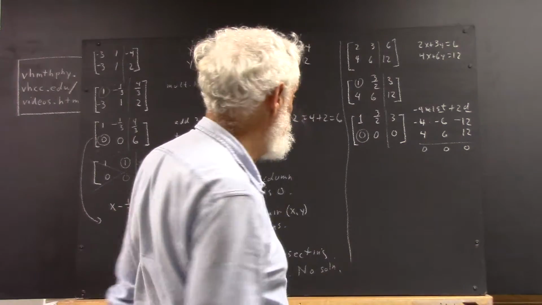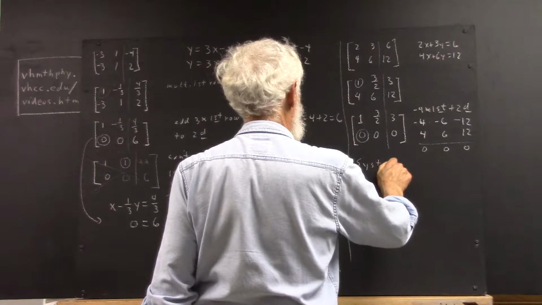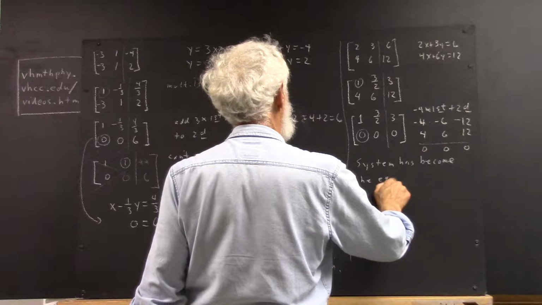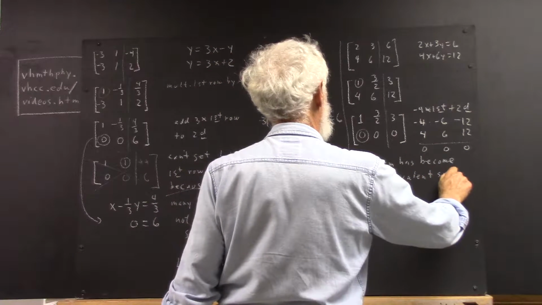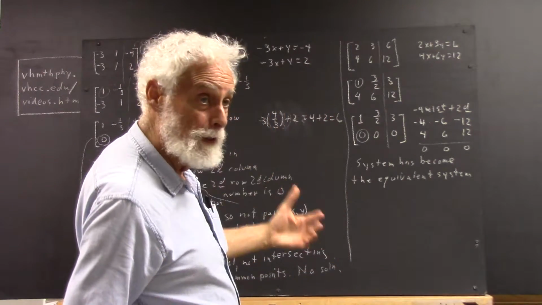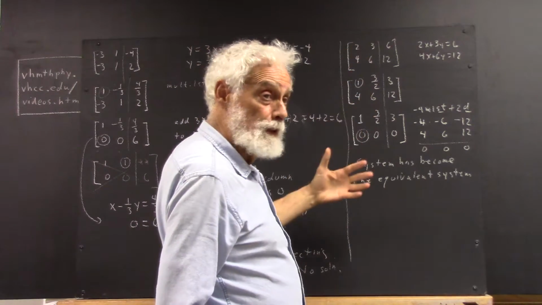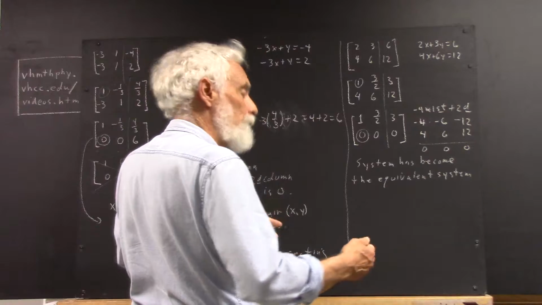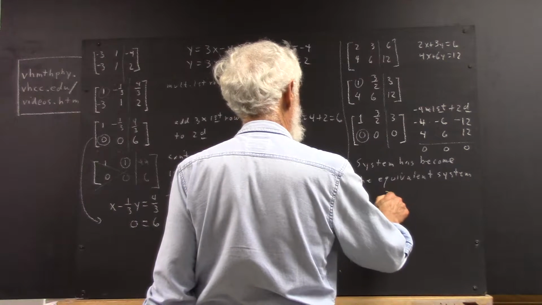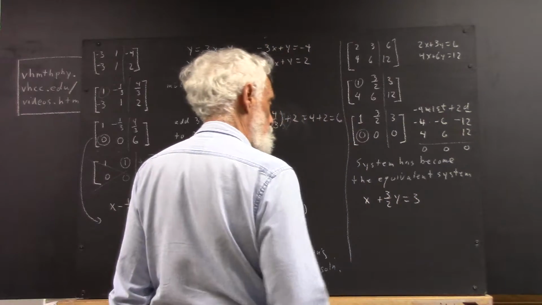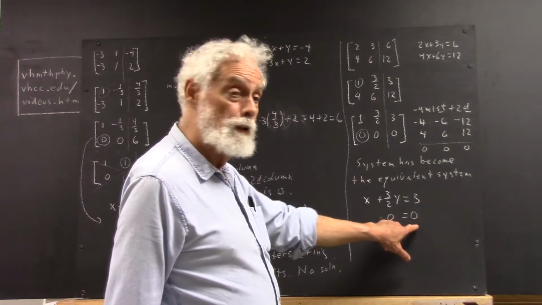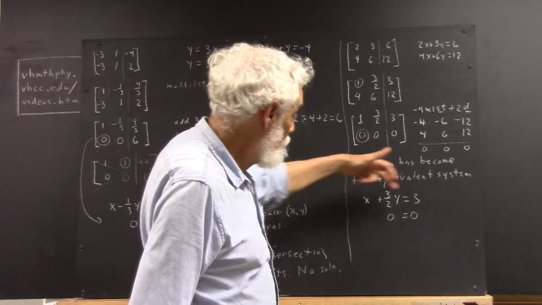So now, what does my system reduce to? The system has become the equivalent system, because every operation I did had no effect on the solution. Every operation I did gave me a system with equivalent solutions, where the solutions are exactly the same. And now the system is x plus 3 halves y equals 3, and 0 equals 0. Well, there's no information here. 0 equals 0 doesn't add or take away anything from what we get on this solution.